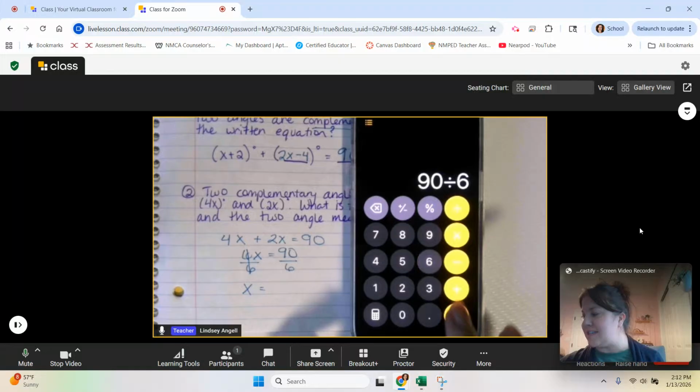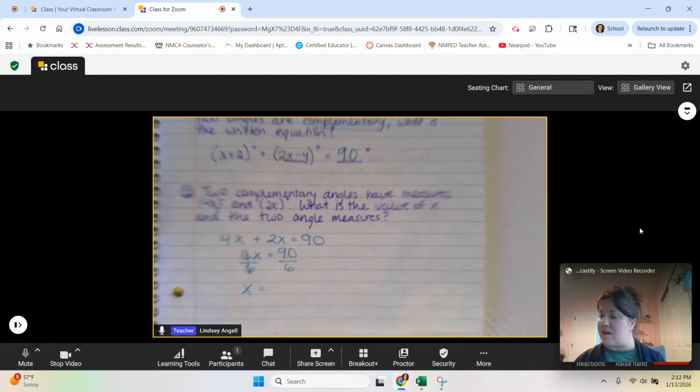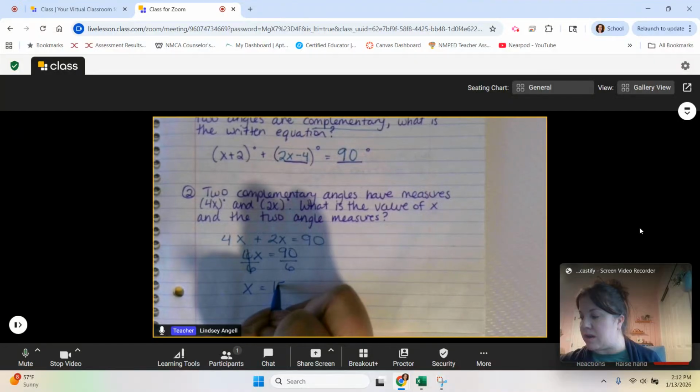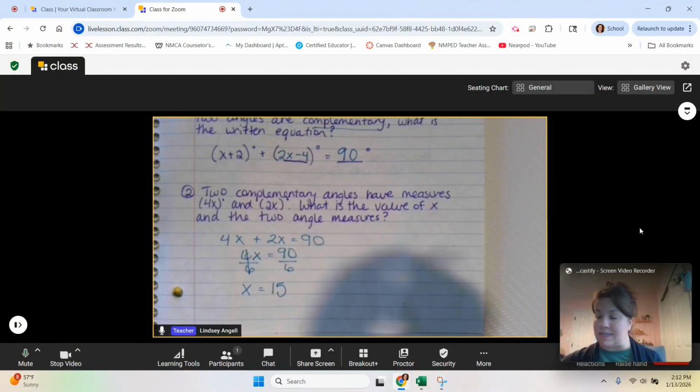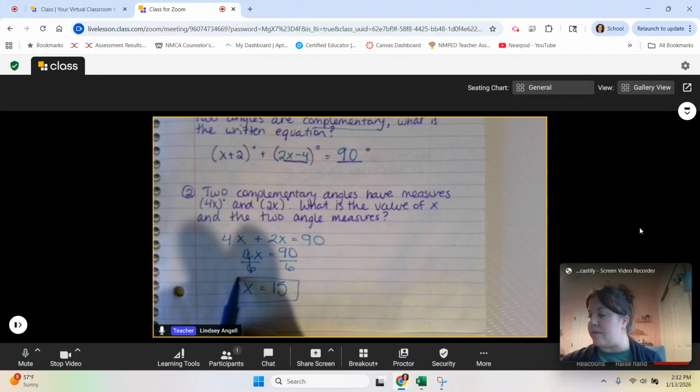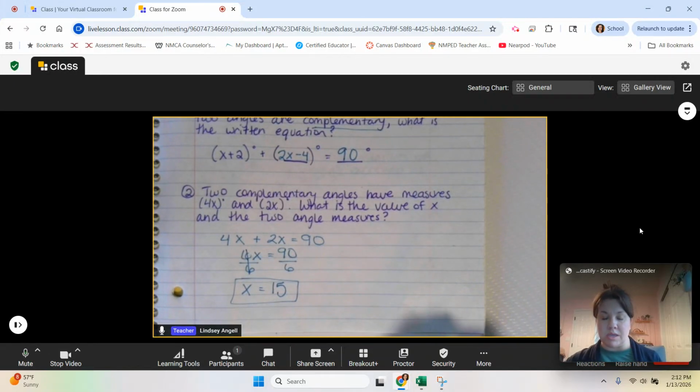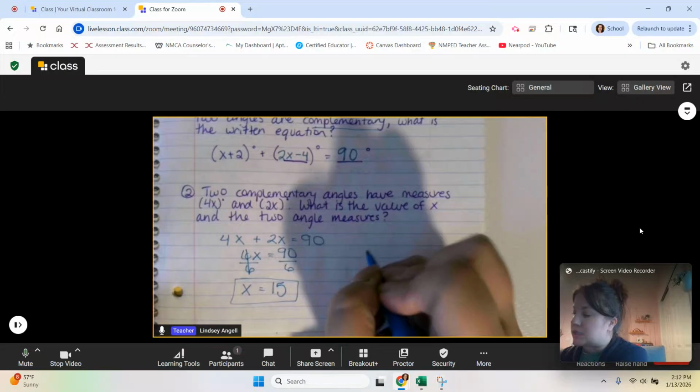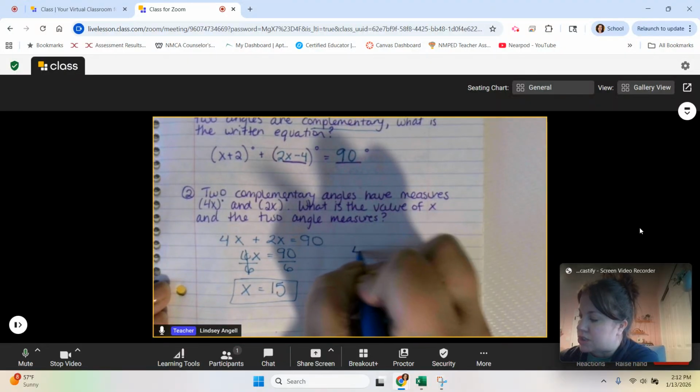Okay, but we can check our work just to be safe. 90 divided by 6 is 15. I always encourage you to check your work along the way. So x is equal to 15. That's part of our final answer. But then we need to use that 15 to find the original degree measures as well.